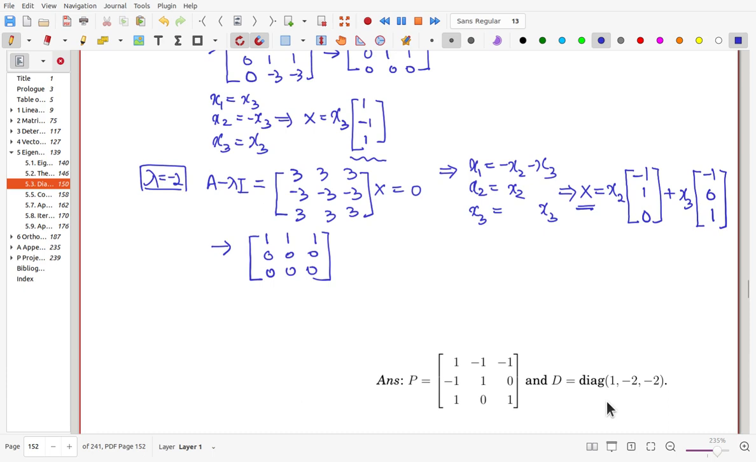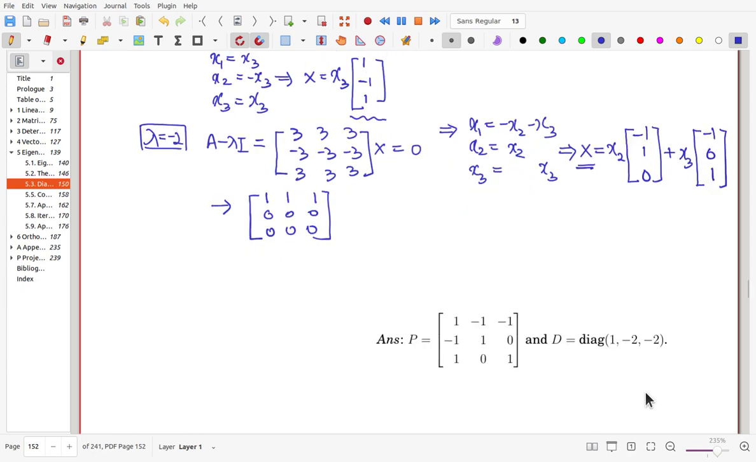And from here, you may put this one first, so that these two columns can be interchanged. It's okay. But anyway, you have to keep the order along with the eigenvalues. Okay.